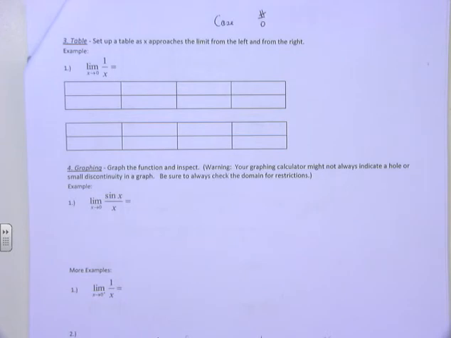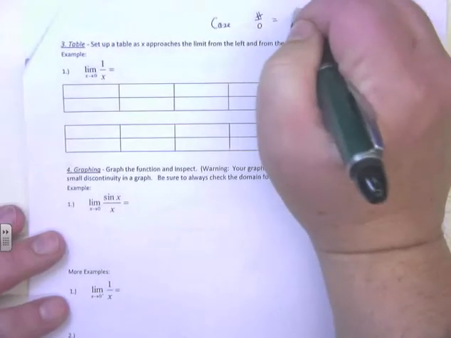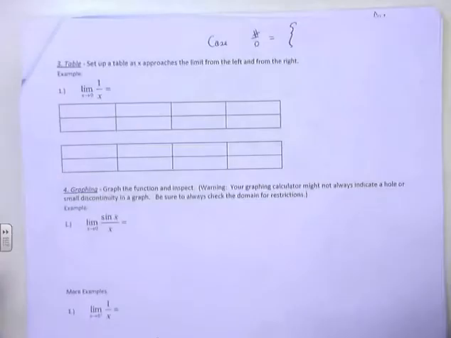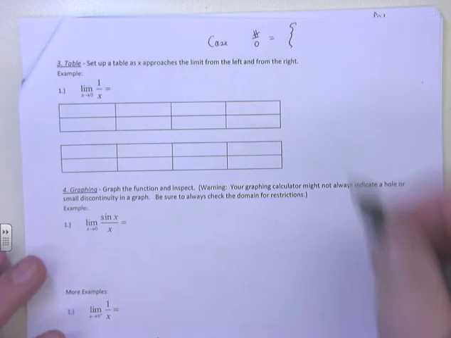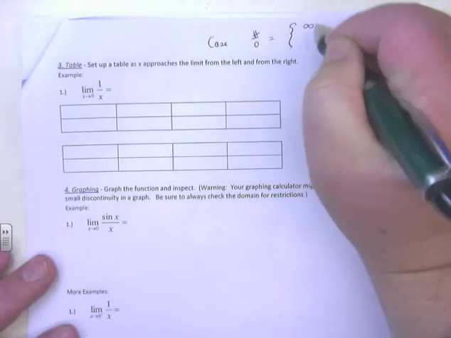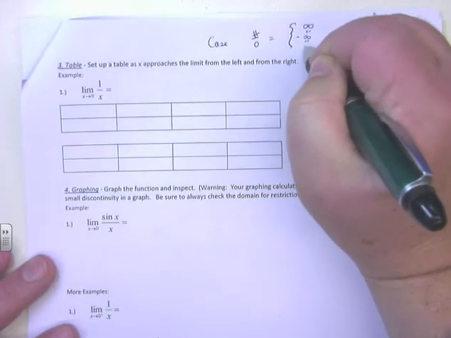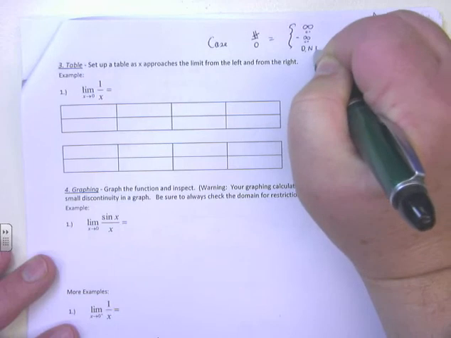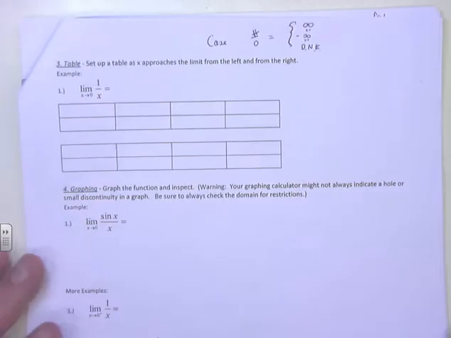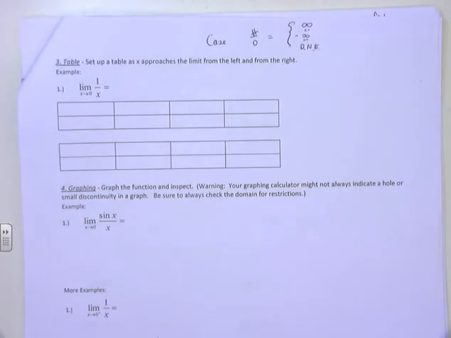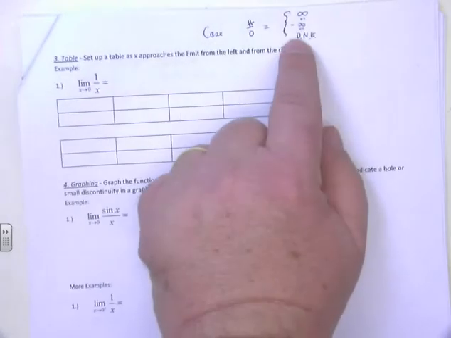So here's the deal. If you're a gambler, here's the gambling deal. When you get a number divided by 0, the answer is going to be one of 3 different cases. The answer is either infinity, or negative infinity, or D-N-E. What does D-N-E stand for? Does not exist.